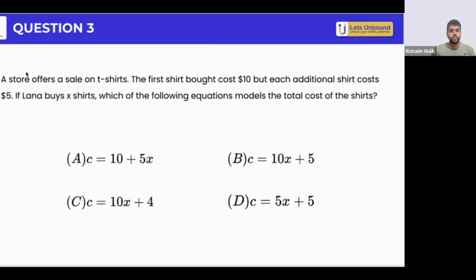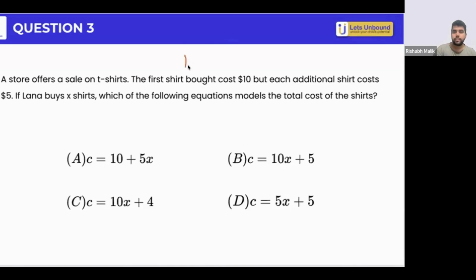Students always see this cost as 10 and consider that as the y-intercept because that's a constant that we're adding here. That is not the case here. There are two approaches to solve this question. The first one is by plugging in. We'll plug in some value of x over here and the value of cost to analyze which option can give me the correct answer. Or I can also frame the equation.